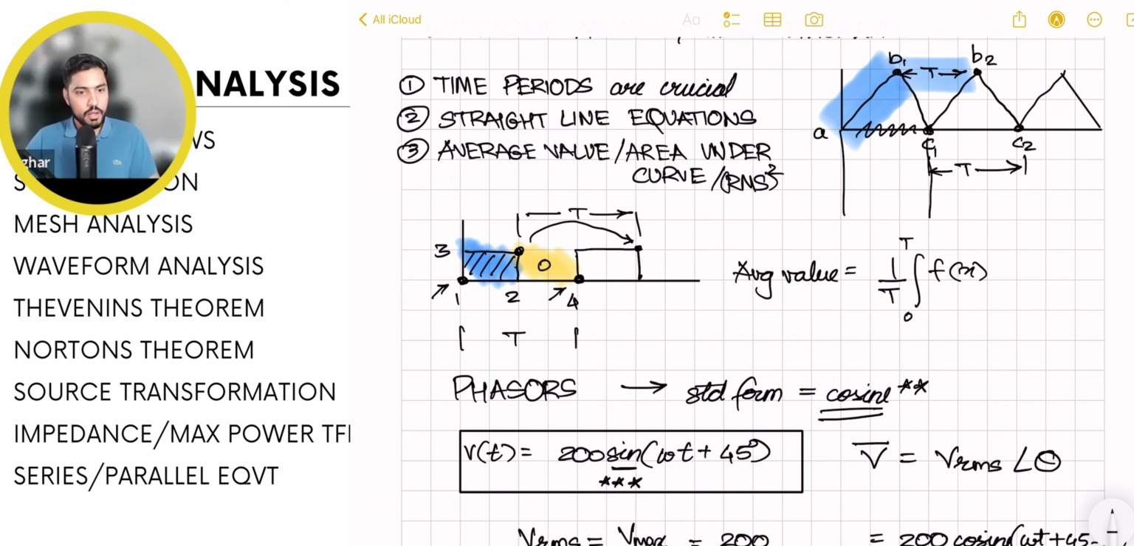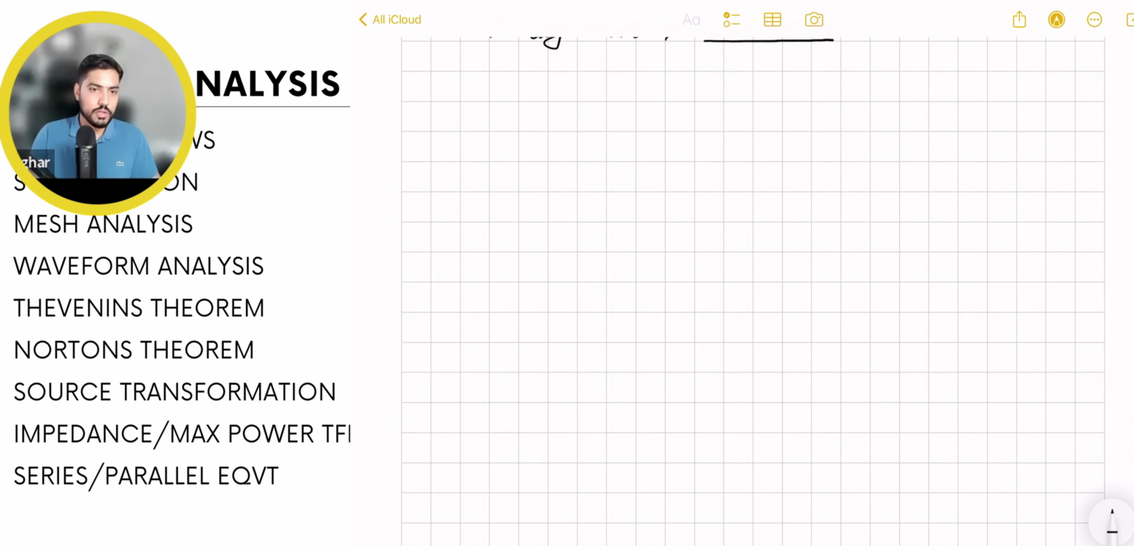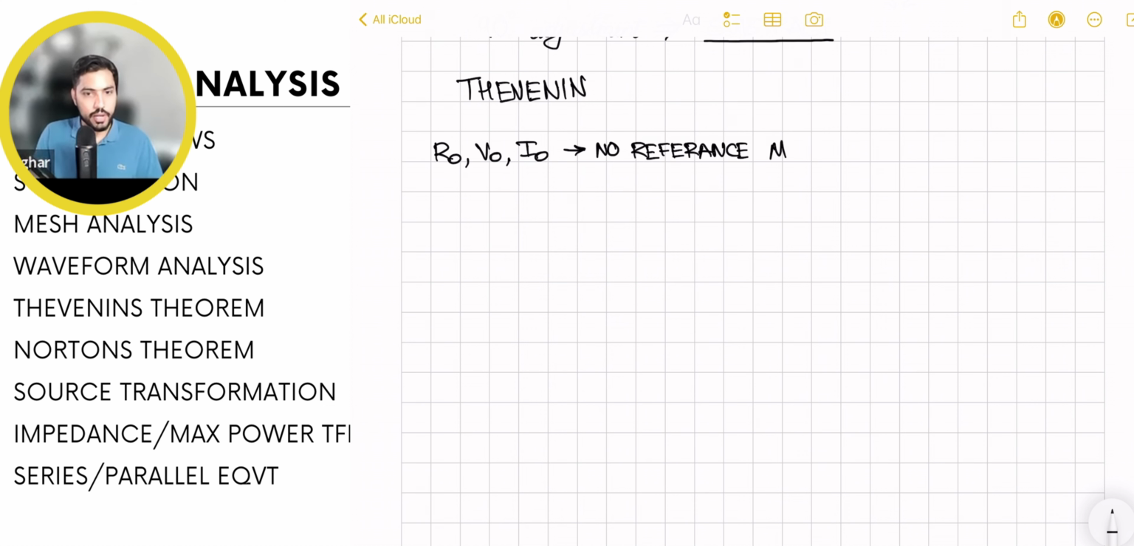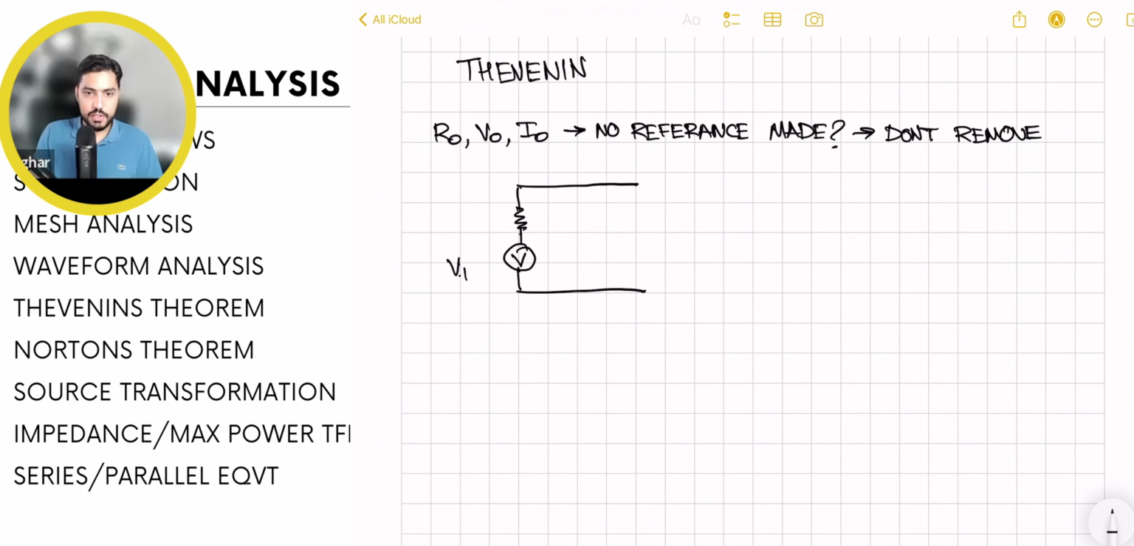All right, a couple of comments regarding Thevenin and Norton. When it comes to Thevenin and Norton, setting up the circuit is super important. Very quickly, if I have a circuit in which the terminals are sticking out and there is no reference made to R output or R naught or RL or V naught or V output or I output, I don't need to remove anything. So this is basically a Thevenin equivalent circuit, where you have a resistor in series with a voltage source with the terminals sticking out.